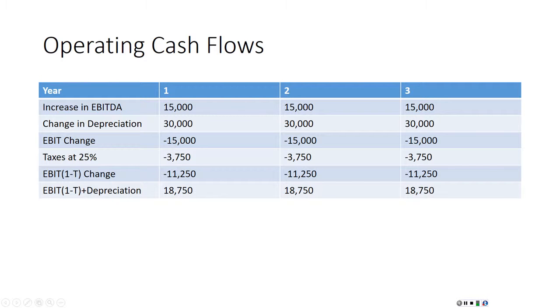to shield taxation in other parts of the corporation. So that means we would save about $3,750 per year on taxes. The EBIT change, when we do the math, would be a minus $11,250. Adding back depreciation would give us $18,750 per year.